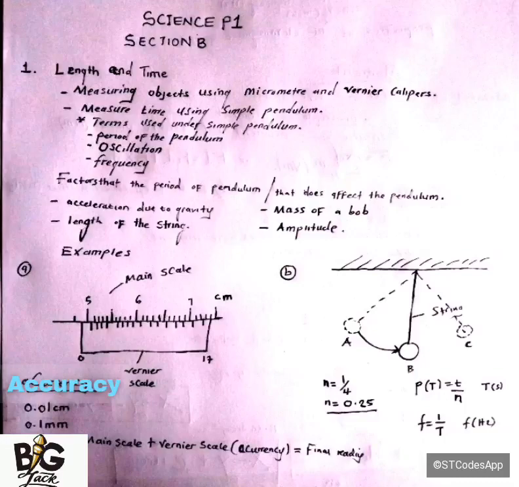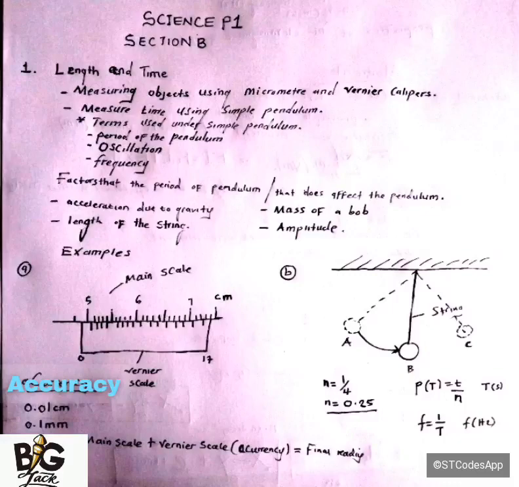Apart from that, you need to know the factors that affect the period of the pendulum, and the factors that do not affect the period of the pendulum. The first factor that affects the period of the pendulum is the acceleration due to gravity. Apart from that, we have the length of the string, which also affects the period of the pendulum.